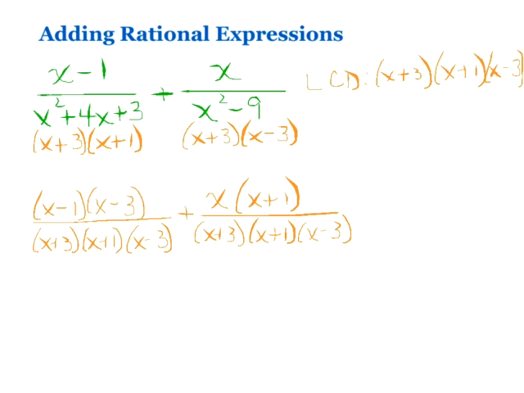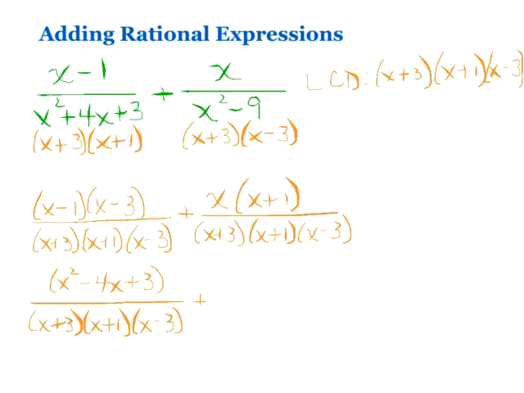Alright, so now let's do some combining and simplifying. So first I'm going to FOIL this first numerator, and I'm going to put that in parentheses. So this is going to be x squared minus 3x minus 1x will combine to negative 4x, and then plus 3. So that's my FOILed, still over x plus 3, x plus 1, x minus 3.